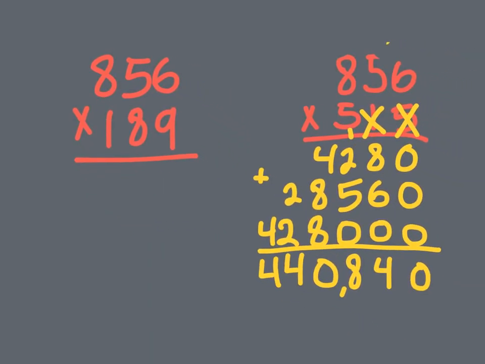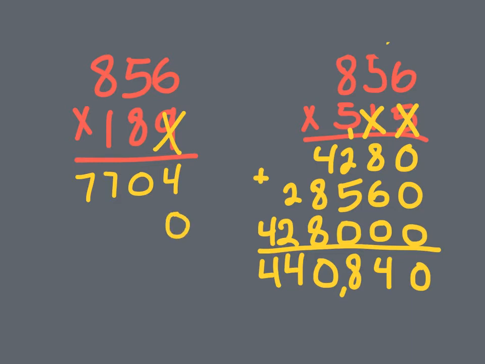We know that 9 times 6 is 54. Carry the 5. 9 times 5 is 45. Add 5 makes 50. Carry the 5. 9 times 8 is 72. Add 5 would be 77. Erase the numbers up top. Let's go ahead and put a 0 once again.